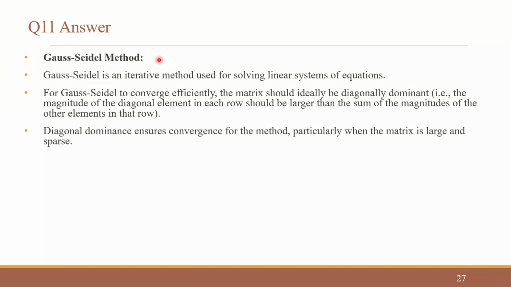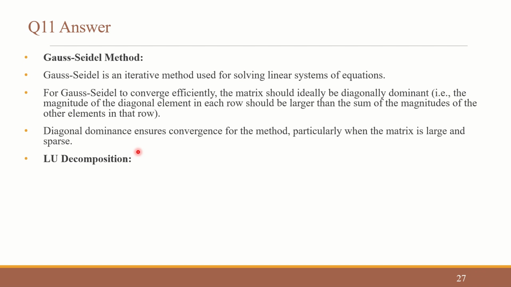Second, diagonal dominance ensures convergence for the method, particularly when we are dealing with a very large matrix and so on, a sparse matrix where the number of zeros is very high. So in those cases, we must ensure the diagonal dominance condition is met for us to get a converged solution.